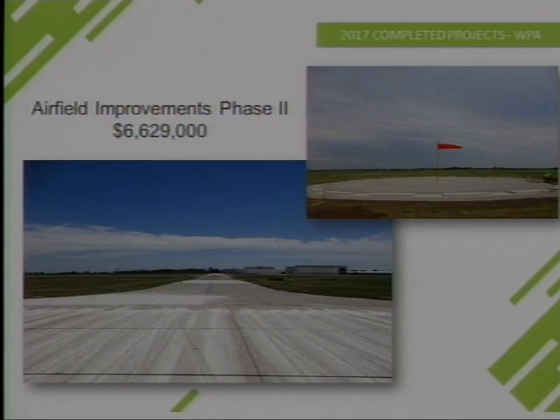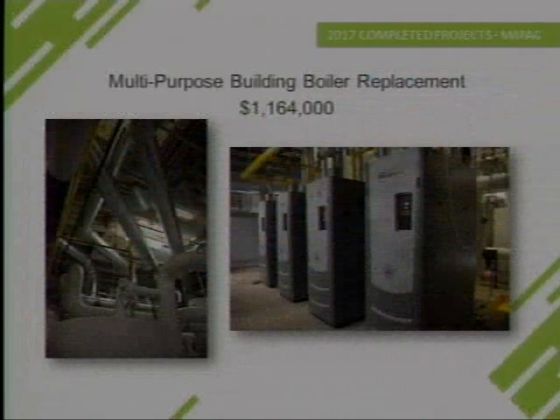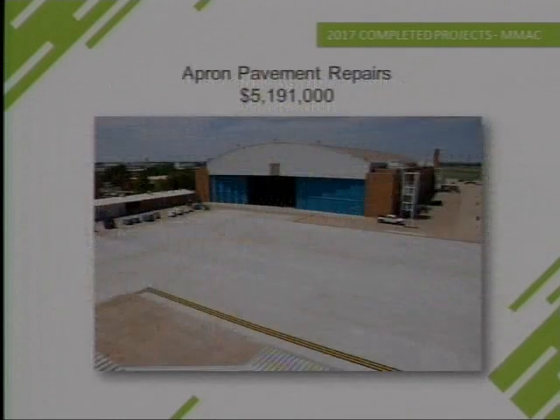Mike Monroney, we are always doing mechanical system replacements, and we did a multi-purpose building and boiler replacement project, a little over $1.1 million. On Mike Monroney's campus, we're also responsible for certain apron and pavement repairs. This is the 17-acre apron for Hangar 8 and 9, over $5.1 million, and that was completed.